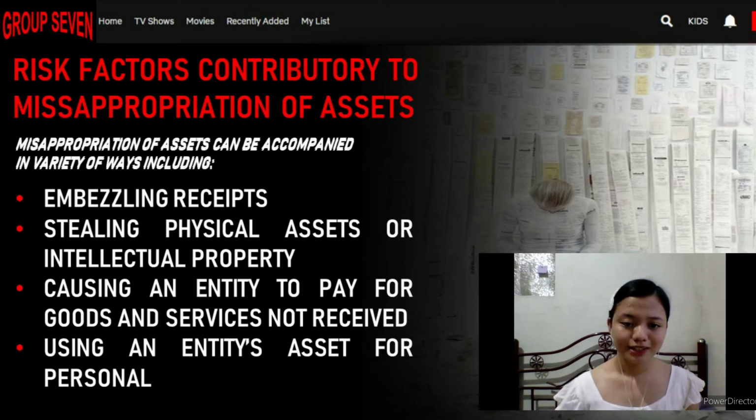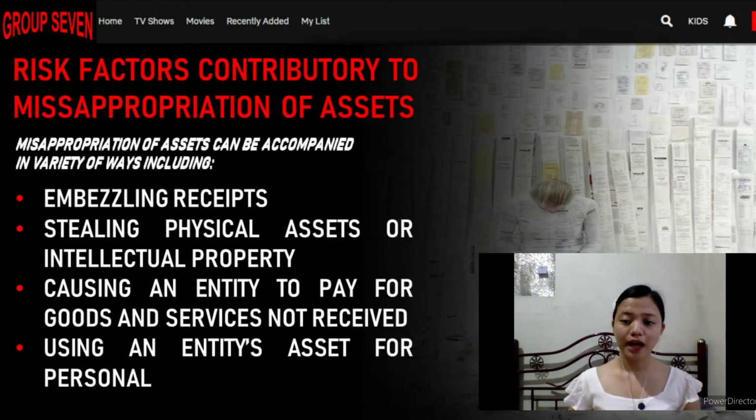Next is stealing physical assets or intellectual property. Stealing a physical asset is simply getting an asset without the consent of an authority and using it for your personal good. It can be done through stealing inventory for personal use or for sale and stealing scrap for resale. Stealing of intellectual property refers to robbing people or companies of their ideas, inventions, and creative expressions, like IP.